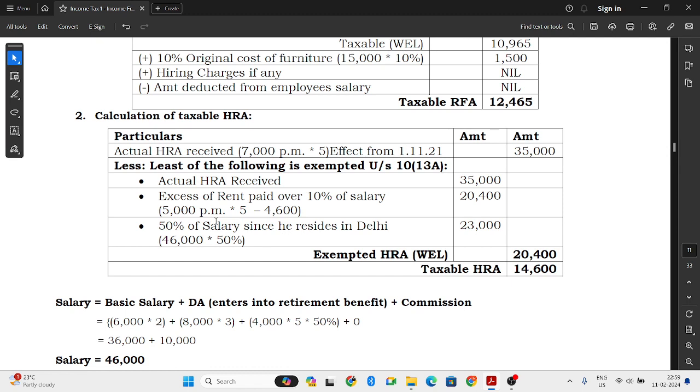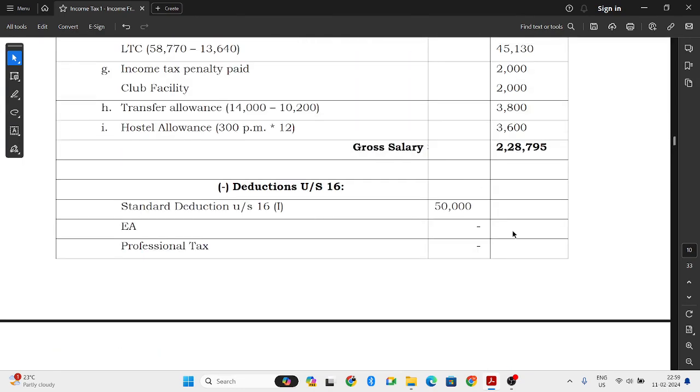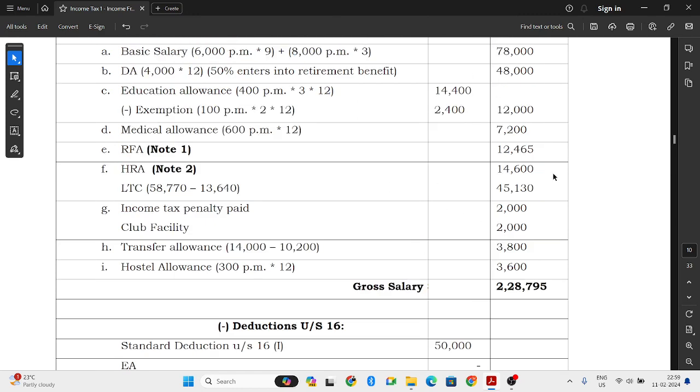Out of these three, least of the following is exempted. The least is 20,400. So 35,000 minus 20,400 is 14,600. That is what is exempted. So this is taxable HRA. I will write it here.